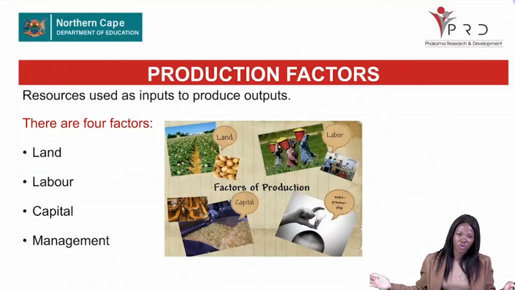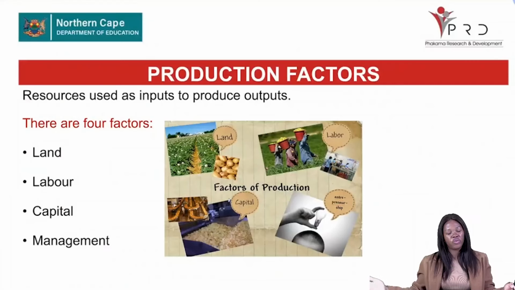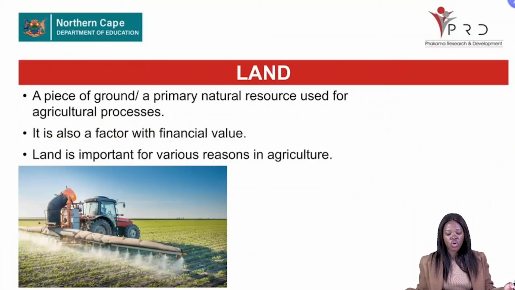Meaning, if there is no production, there is no availability of food. If there is no availability of food, there is no money or profit. Always remember, we are doing economics, meaning we are making money. Remember what we said: we are looking at the business side of agriculture, meaning we are selling and others are buying these products. So our main focus today is on land as a production factor.